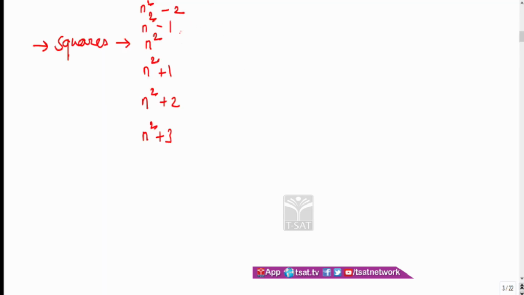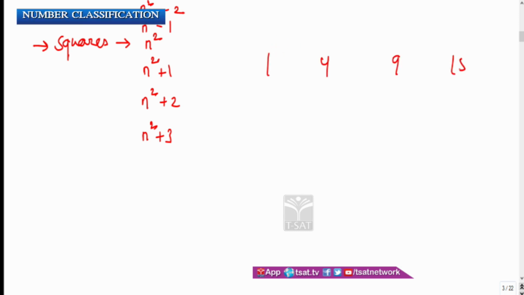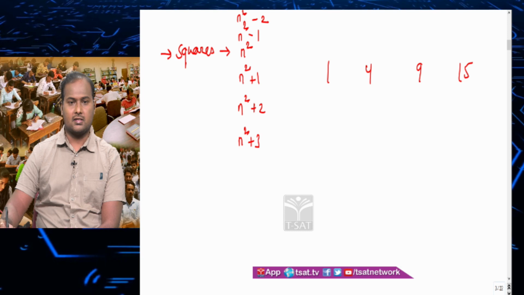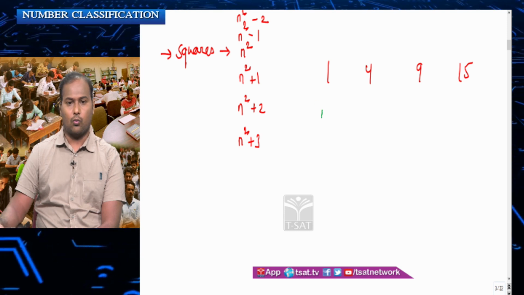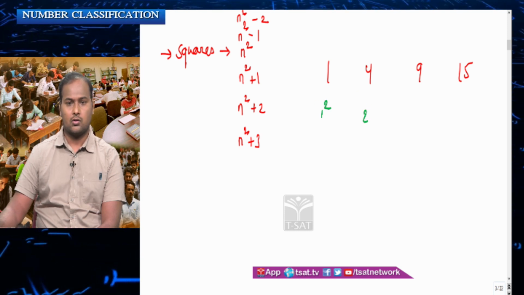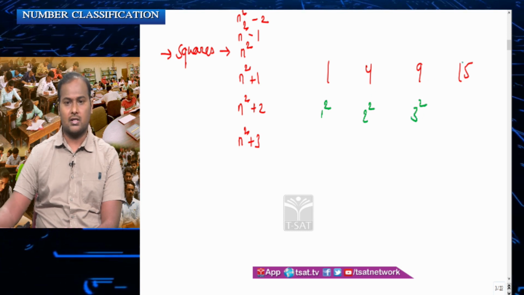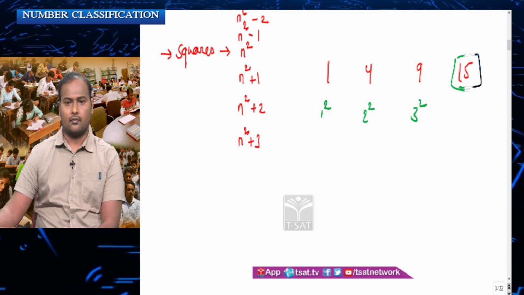For example, look at one question. Simply, he will give 4 letters or 4 numbers. You need to identify a common character. If the question is like this, we need to classify these numbers into one particular group based on a character. The moment I see this, I know 1 square is 1, 2 square is 4, 3 square is 9. Obviously, this is the different one, 15.